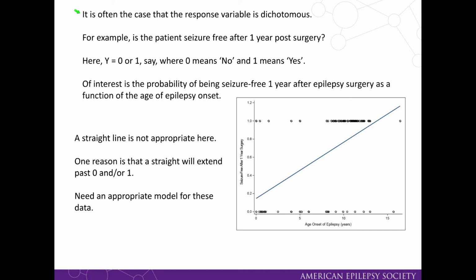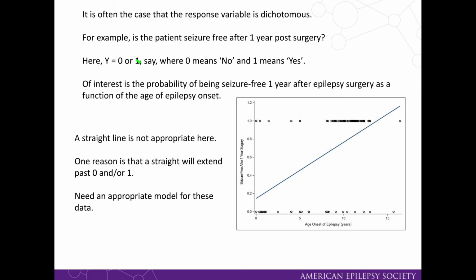So this brings us to this issue. Now, in medical applications, as well as many others, it's often the case that the response variable is dichotomous. There are only two possibilities. It's not a nice continuous thing like seizure duration, which is basically a continuous variable that lives on the continuum of time. For example, is the patient seizure-free after 1 year post-surgery? That's just a yes or no answer.